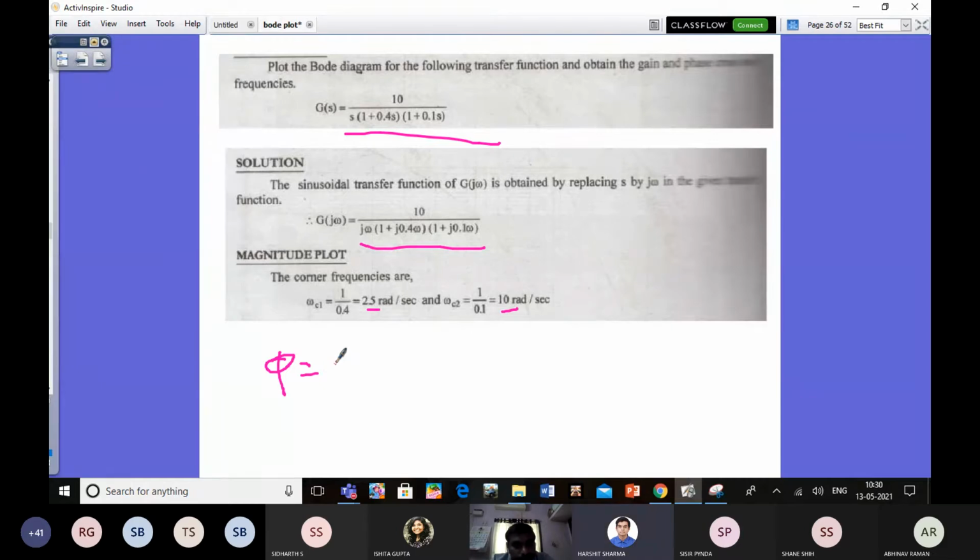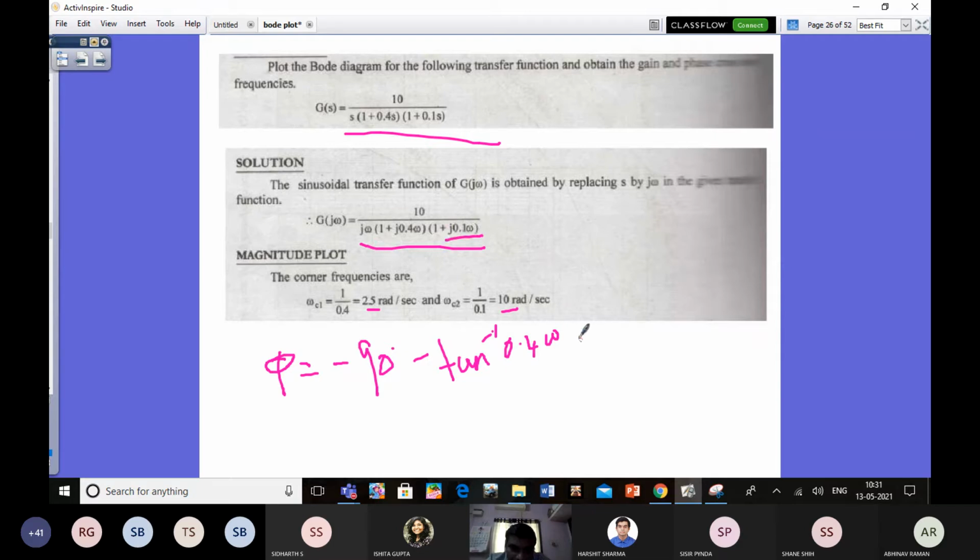Minus 90 degrees. So one pole lying at the origin, it should be minus 90. Very good, dear. Next. Substitute s equal to j omega, and minus tan inverse of 0.4 omega. Very good, dear. Imaginary part divided by real part. Imaginary part is 0.4 omega here, real part is 1. So you have to write tan inverse of 0.4 omega by 1.